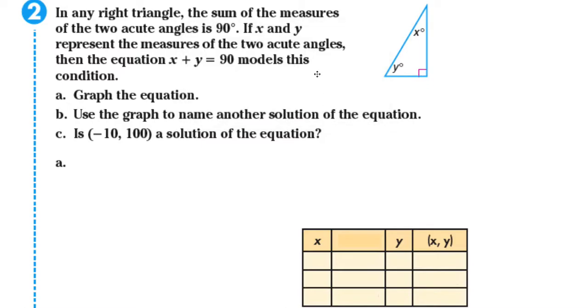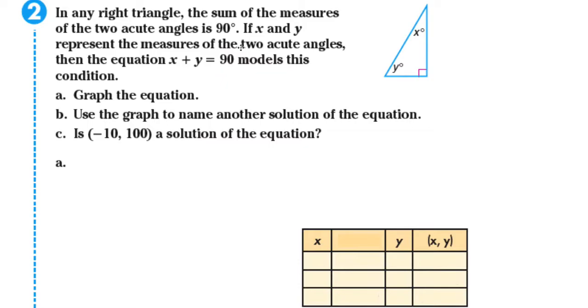In any right triangle, the sum of the measures of the two acute angles is 90 degrees. Okay, if x and y represent the measures of the two acute angles, then the equation x plus y equals 90 models this condition. So remember what an acute angle is. An acute angle is an angle that measures less than 90 degrees.